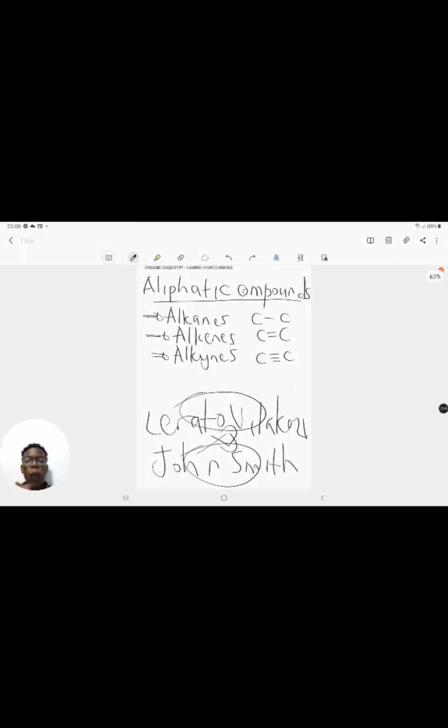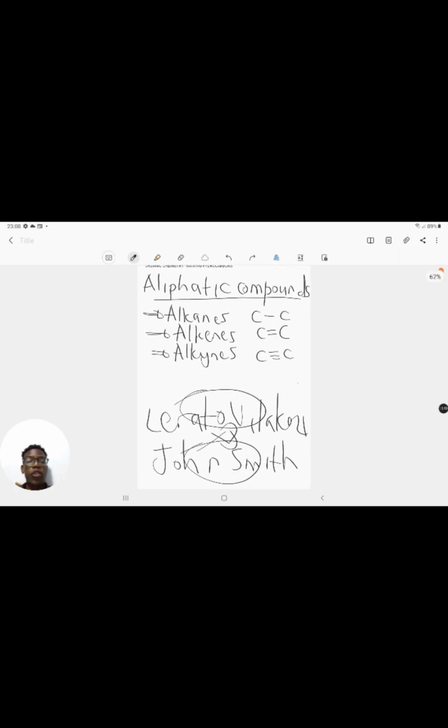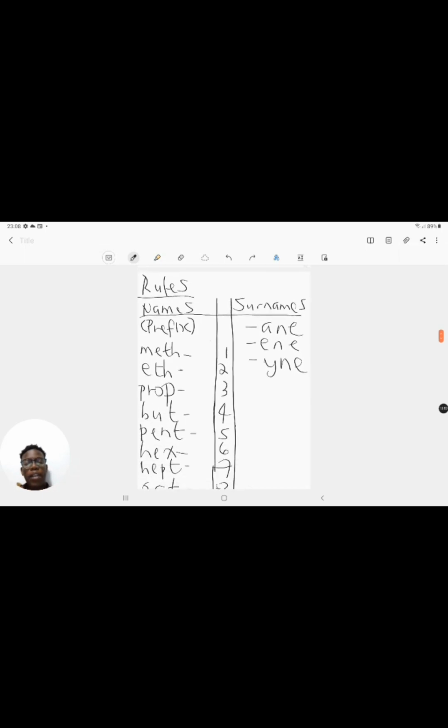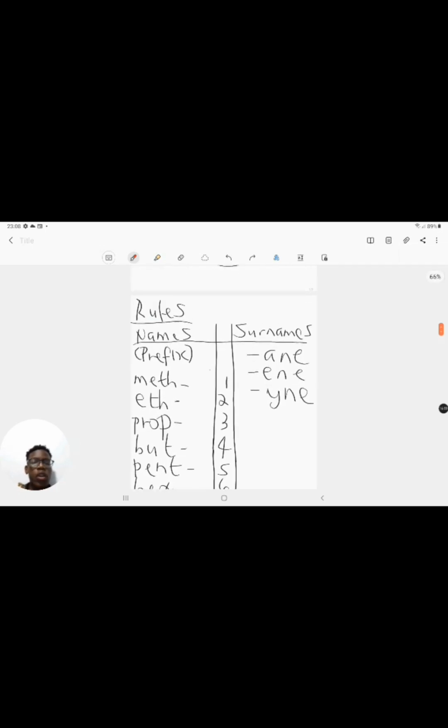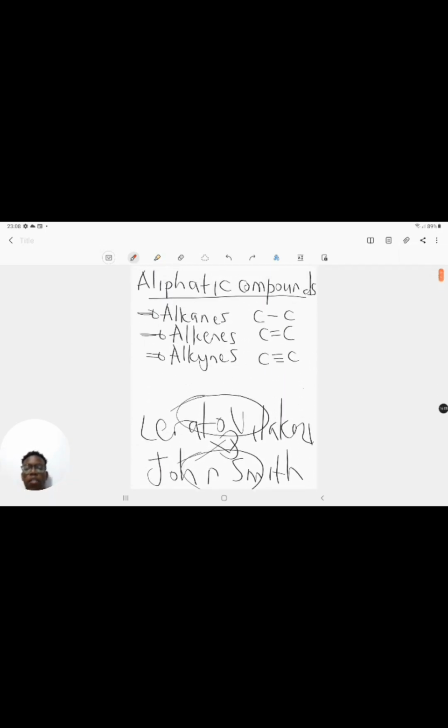Now we want to name these alkanes, these alkenes, and these alkynes, the compounds that make up each of them. How do you go about doing that? If I go back down here, you will notice that what I call surnames on the right here are actually very closely related to these three aliphatic compounds. What are my aliphatic compounds? My aliphatic compounds are alkanes, alkenes, and alkynes.